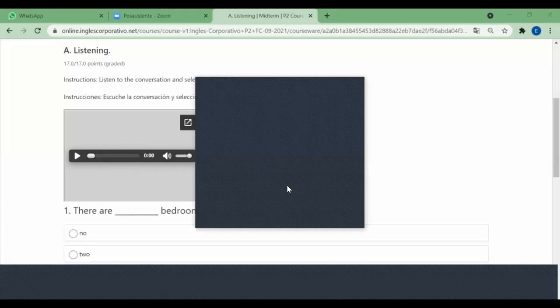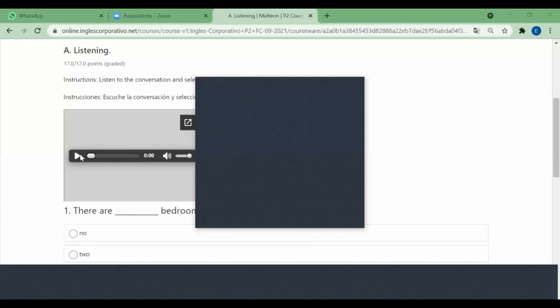Just a moment. ¿Quién puede apagar sus micrófonos, por favor? Can you please turn off your microphones? Pues estoy escuchando la narración del partido, me dan ganas de ir a ver.